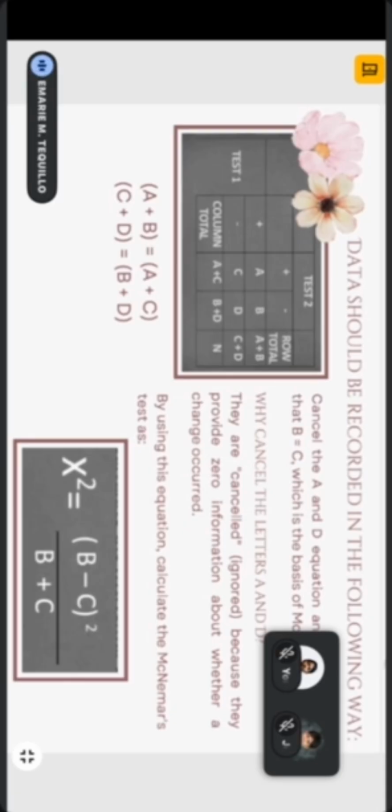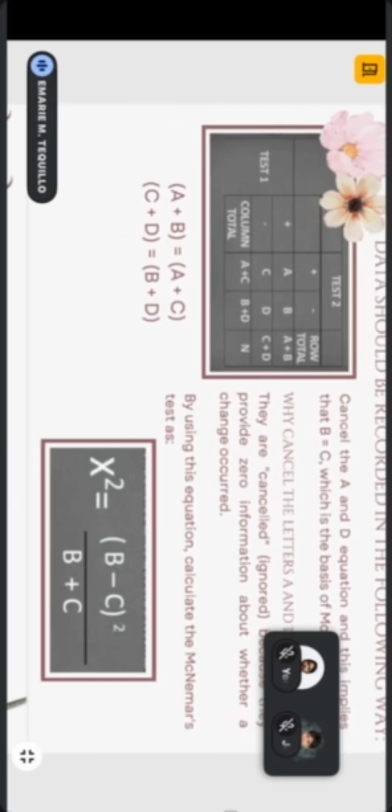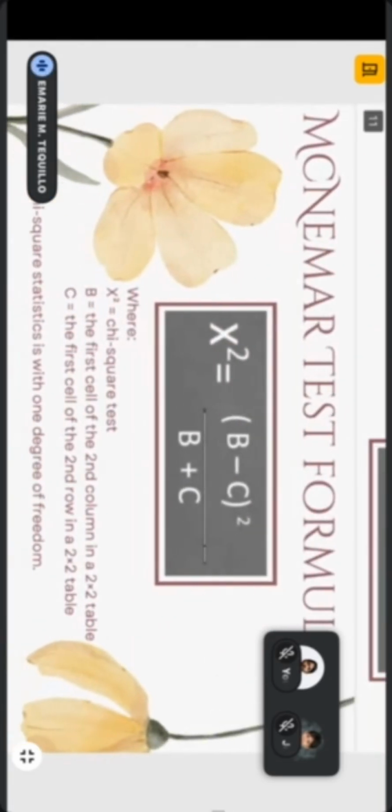Did you get why, when A and D were canceled, B and C remained? It's because A and D provide zero information about whether a change occurred. Right? Does everyone get it? Okay.